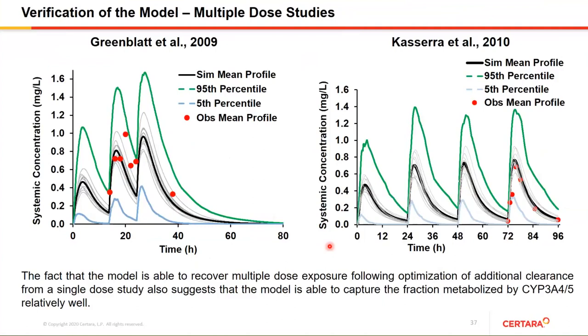And you can use these kinds of data in the absence of the information. So if you don't have the intravenous data, and if you don't know what the fraction metabolized by CYP3A4 is, we can gain some confidence if, by developing a model for single dose, we are able to capture multiple dose. This gives us confidence that yes, the fraction metabolized by CYP3A4 could be rightly captured. So this really boosted our confidence in the model.